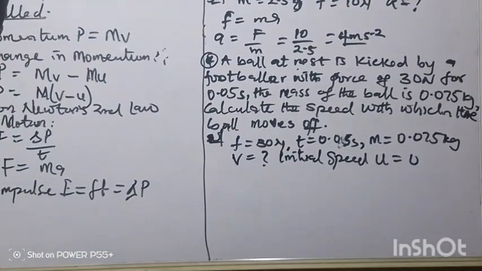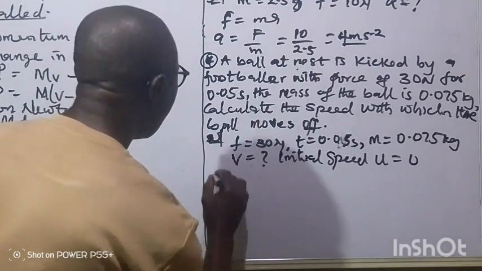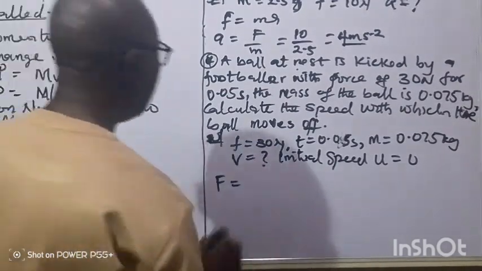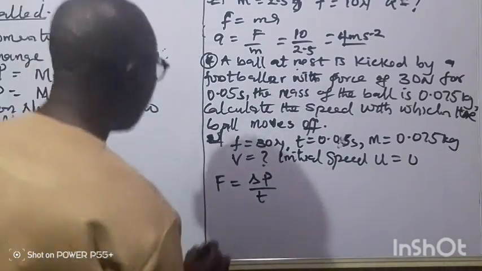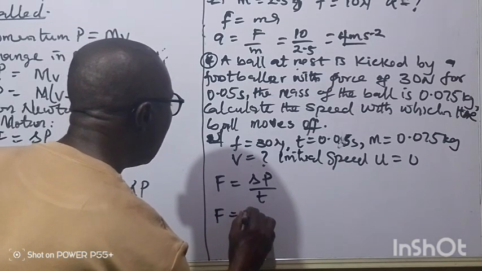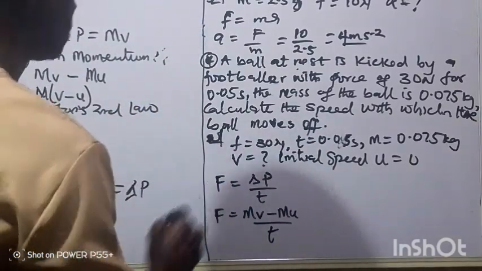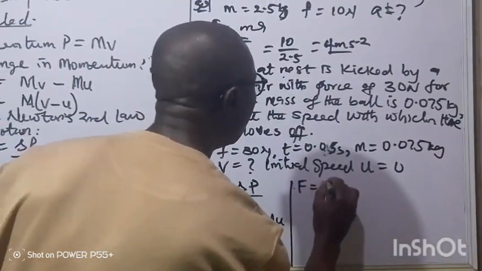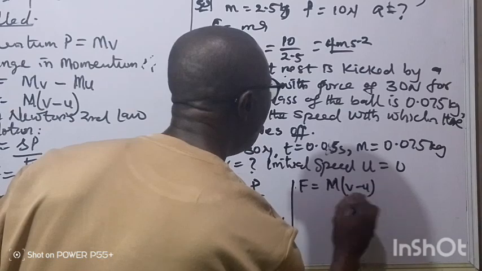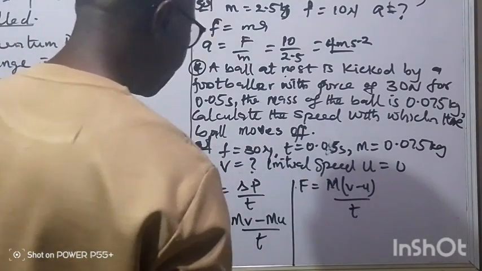So if that is the case, to write one of the formulas on the board, we can say that F is equal to delta P over T. And from there, to express further, F is equal to mv minus mu over T. Because mass is the same, F is equal to m into v minus u over T. So from there, all the parameters on the board present in the formula will be written. So we can say that F is given.